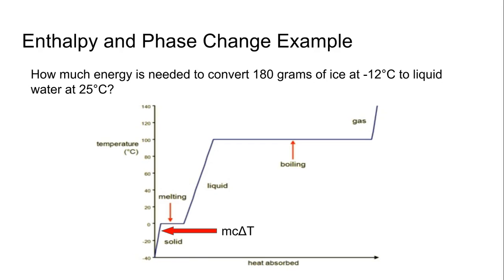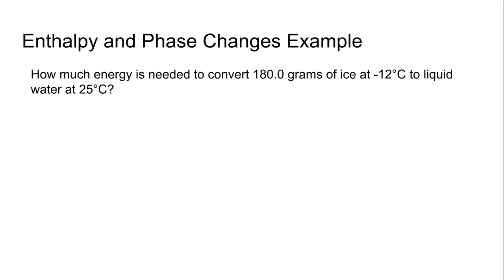But once we get to the 0 degrees Celsius where the ice is melting into water, we have to use the delta H of fusion. But once all of that ice is melted into water, the temperature will begin to change again, and we'll go back to using the mC delta T equation. So let's see what we got.